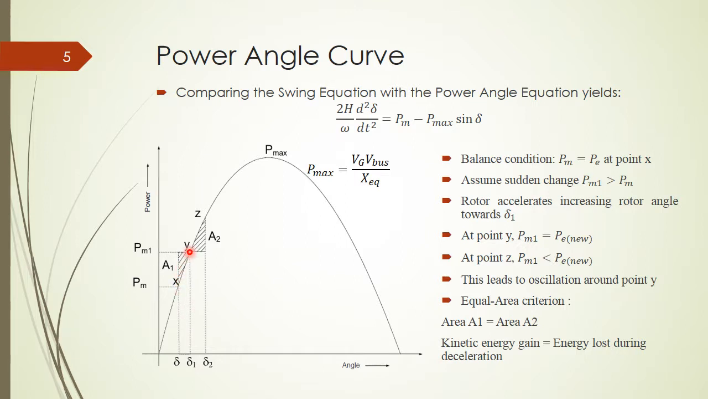So at this point, Y, the PM1 becomes equal with the PE, which is P max sine delta 1. But it doesn't stop here, because here it has some speed and kinetic energy. So it continues to increase delta to delta 2, which is at the point Z here. And here at the point Z, PM1 is less than P max times sine delta 2, so PM1 is smaller than PE.